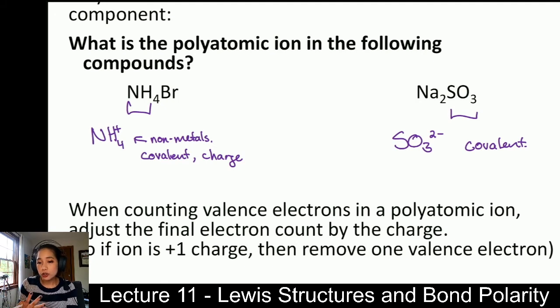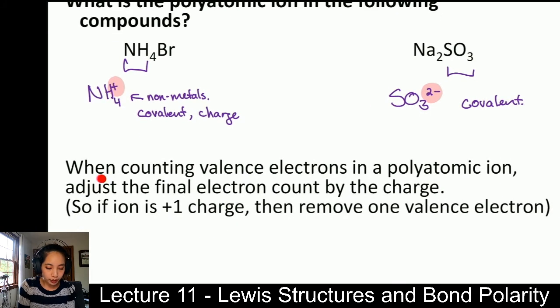But they are also charged, so we need to take into account these charges that are denoted there. And it's quite straightforward. We're actually going to follow the same rules for drawing Lewis structures. We just have to adjust the number of valence electrons in step 1 to account for this charge. So for example, in that first step, when we want to draw the Lewis structure for one of these polyatomic ions, when you're counting valence electrons, for a polyatomic ion, adjust the final electron count by the charge.